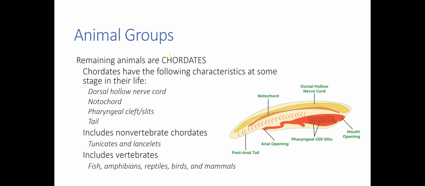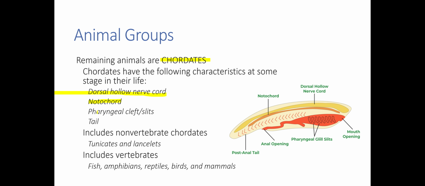And then the other animals are what we call chordates. In order to be considered a chordate, at some point in their life, these four characteristics had to be present. A lot of times these are present in the embryo stage. You have a dorsal hollow nerve cord. This is what will essentially become the spinal cord, that major nerve line. The notochord is like a protective rod that protects that dorsal hollow nerve cord. And this is what will become the vertebrae that protect around it.